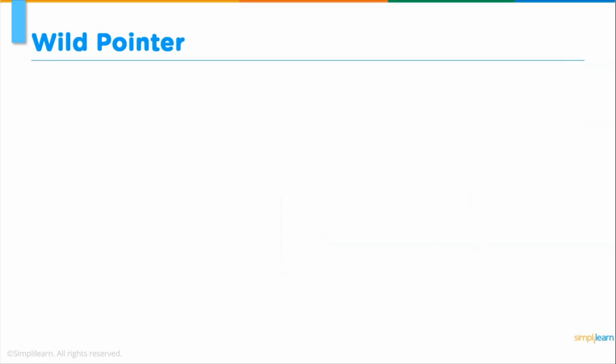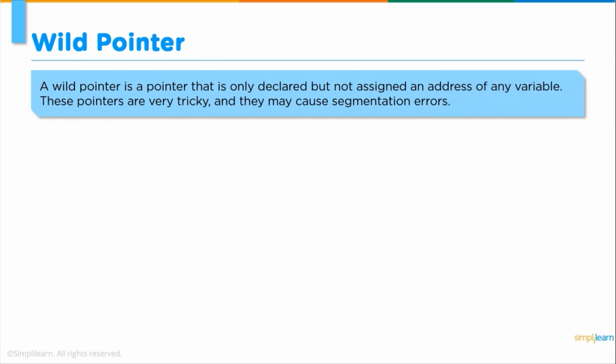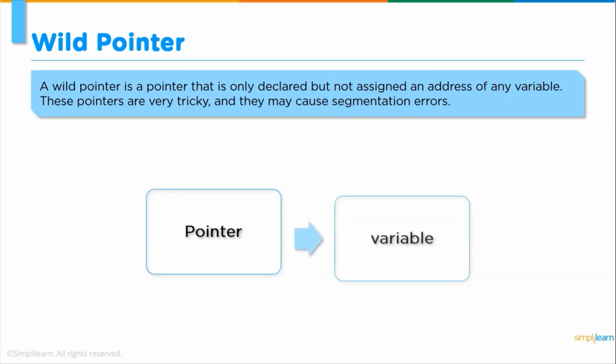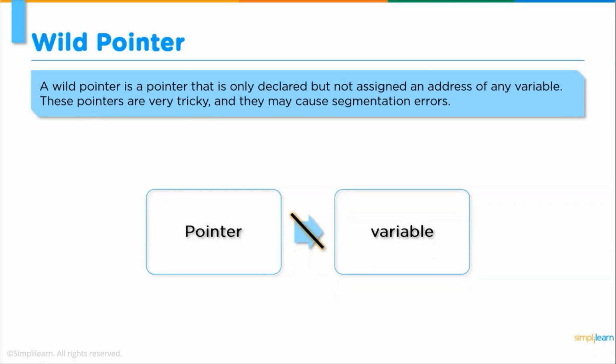Next, wild pointer. When we create a pointer but don't initialize it by assigning any memory to it, then this kind of pointer is called a wild pointer. These pointers can be very tricky. They can even cause a program failure or a segmentation fault. Let's get back to the code editor and try it with a simple code.